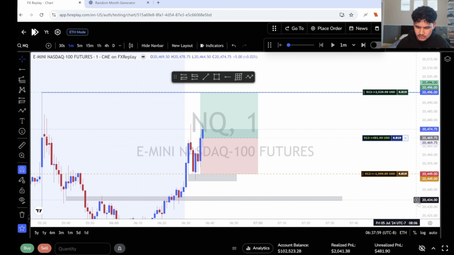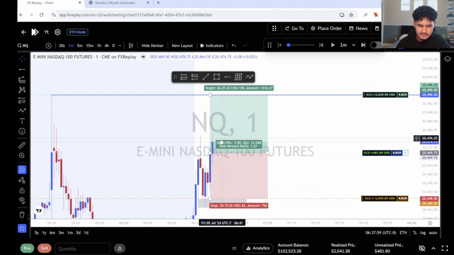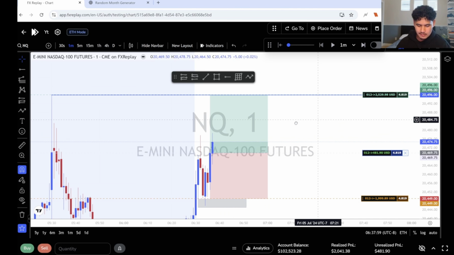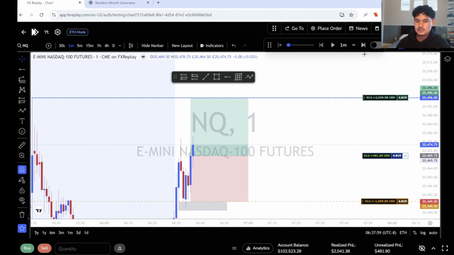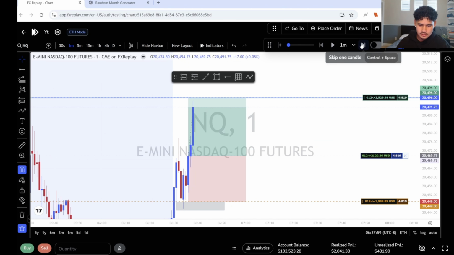Okay, we took that internal high, and logically this is where we should be going. I don't want to go break even just because I feel like we'll get wicked out. So I'm going to wait for a second candle. That's just the risk I'm willing to take. Okay, nice. Go break even there.